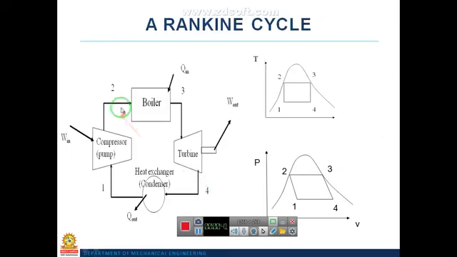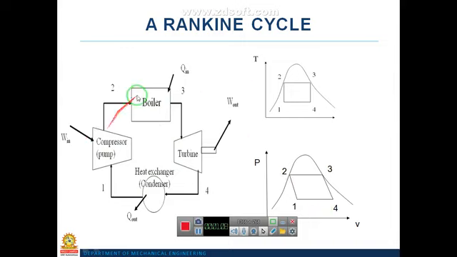This is the general layout of the Rankine cycle. In the Rankine cycle, there are basically four components. One is the boiler, second is the turbine, then the condenser or heat exchanger, and the compressor. These are the four basic components of the Rankine cycle. This is the TS diagram, and this is the PV diagram.